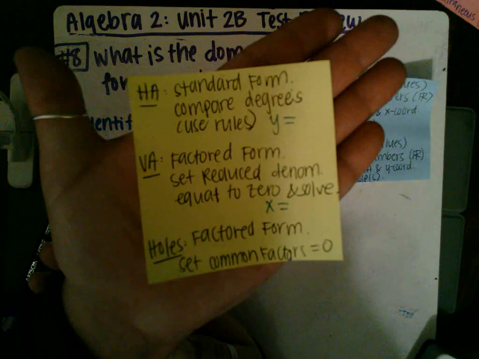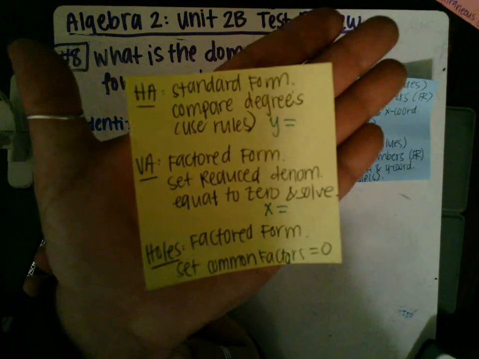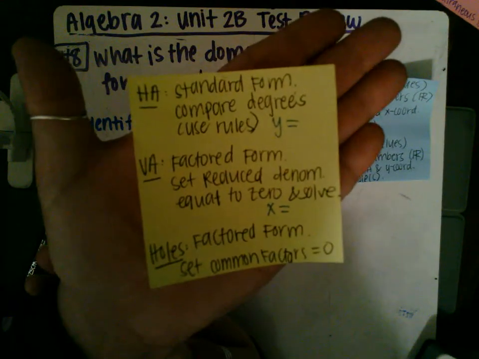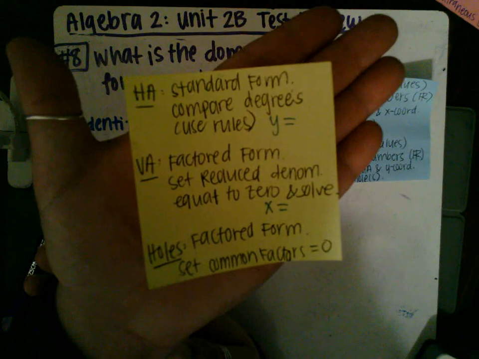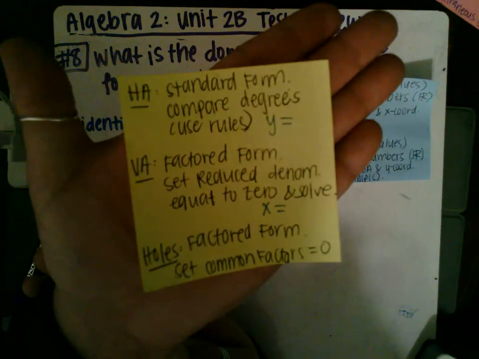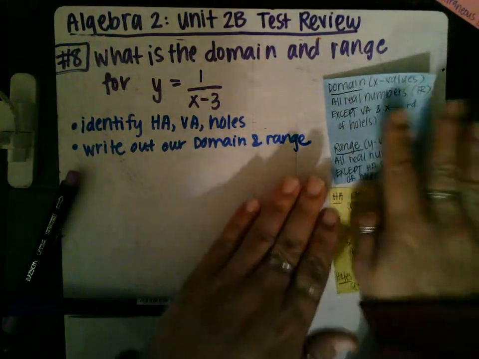To find the vertical asymptotes, we have to be in factored form, set the reduced denominator equal to 0, and solve for x, and we get an equation x equals. And to find holes, we set the common factors that cancel out equal to 0, also in factored form. So I kind of keep these handy to the side.